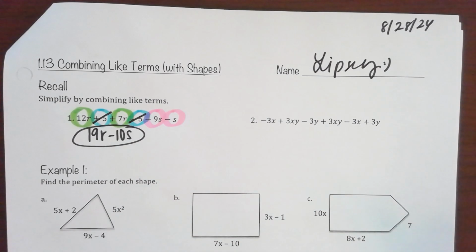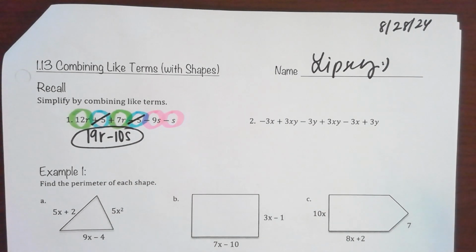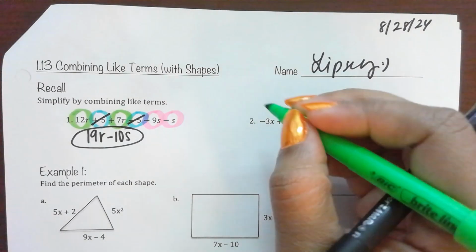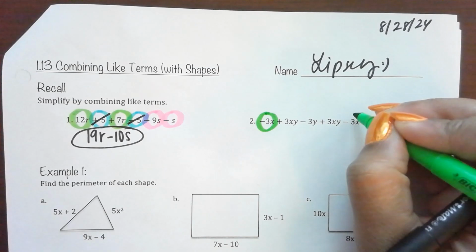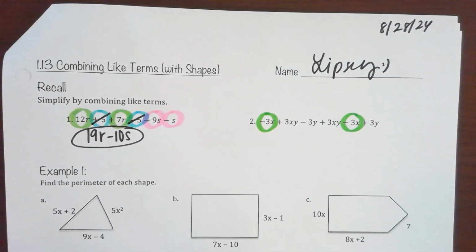Looking at number 2, I have negative 3x plus 3xy minus 3y plus 3xy minus 3x plus y. What do I need to do first? Negative 3x minus 3x. Type that in your calculator, please. Negative 3 minus 3.